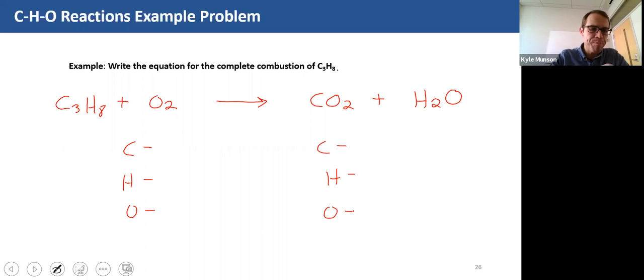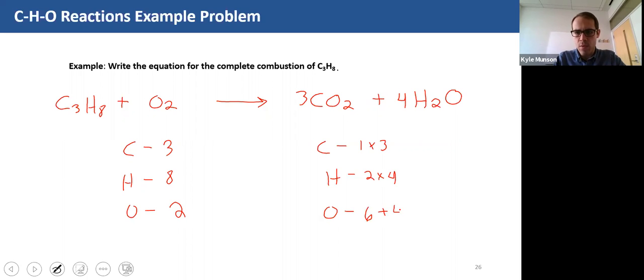Okay, so carbon. I have 3 carbon on this side of the equation. I have 1 on this side, so I need to multiply by 3. Okay. And then hydrogen, I have 8 on this side of the equation. I have 2 over here, so I need to multiply by 4. Okay. And then oxygen, I have 2 on this side of the equation. And over here, I have 6 plus 4. I have 10. So I need a 5 on that side of the equation. Okay. And that's a balanced chemical reaction.